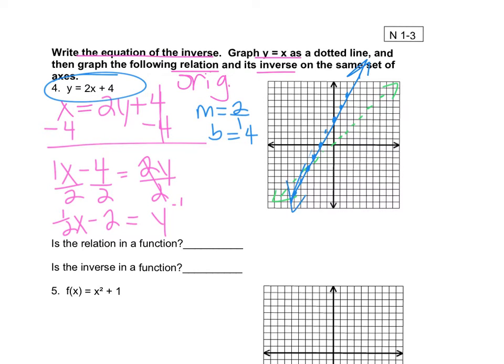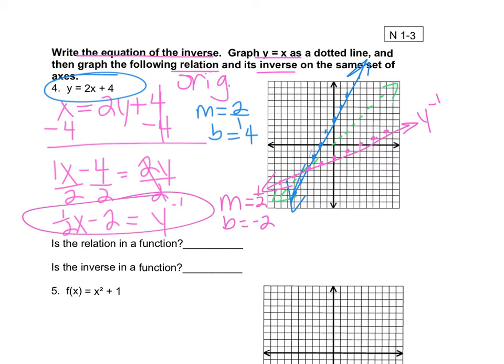That's better. Okay, so that was my relation, my original graph. Now I'm going to graph the inverse. So again, it's also linear, so I'm going to use slope and y-intercept. Slope's 1/2, y-intercept's -2. So it crosses the y at -2, and then we're going up 1, right 2, because the slope is 1/2. Down 1, left 2. I'm going to label that as my inverse.